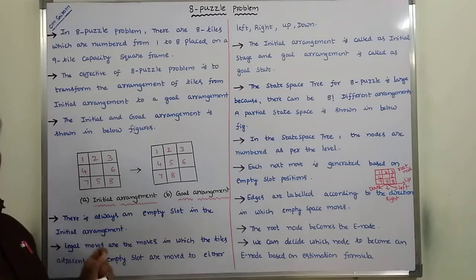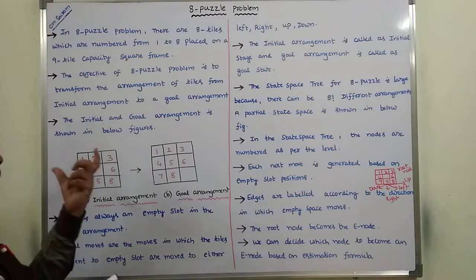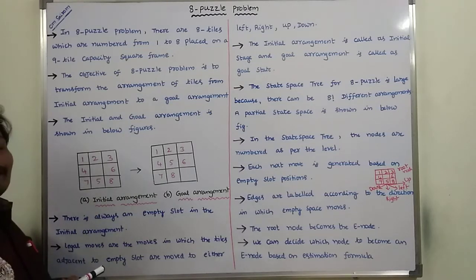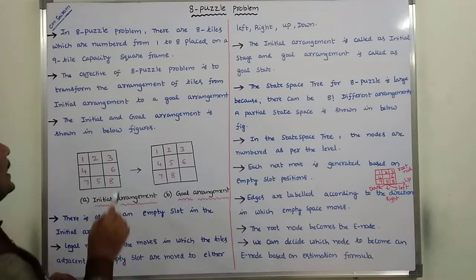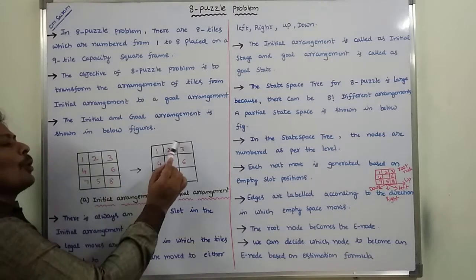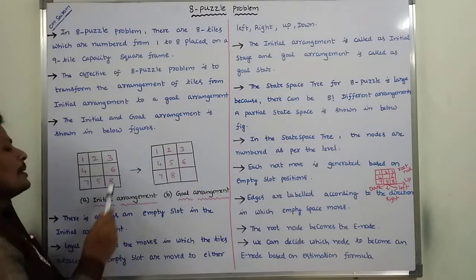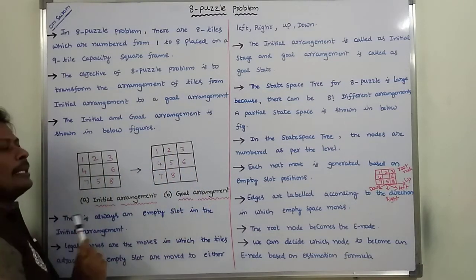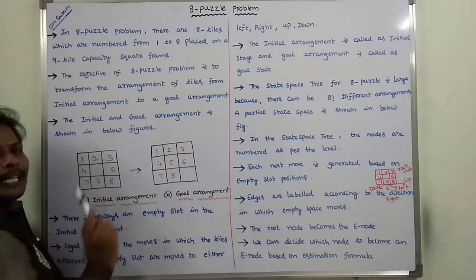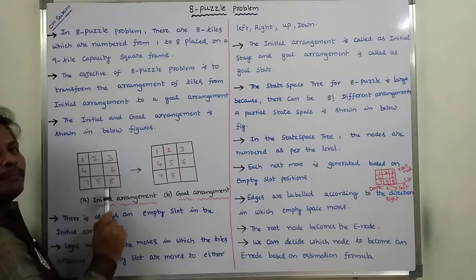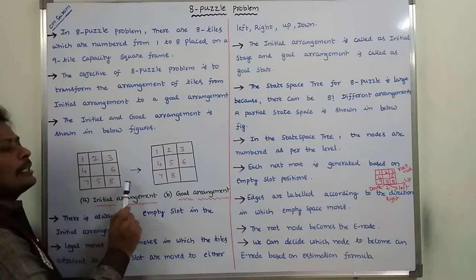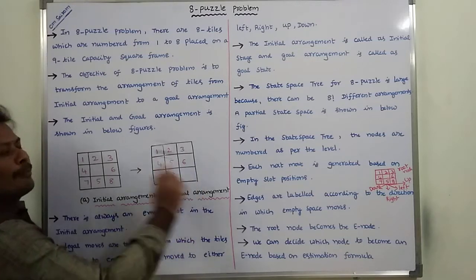Now, what is the main objective of the 8 puzzle problem? The main objective is to transform the arrangement of tiles from the initial arrangement to the goal arrangement. So this is the initial arrangement and this is the goal arrangement. Our main objective is to transform this initial arrangement to the goal arrangement.